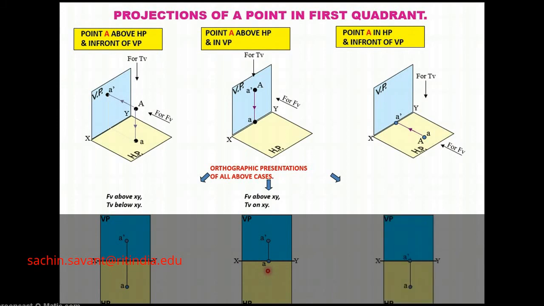Now the third case, which is point A lies in the HP and in front of VP. So in the 2D view, point A lies below the XY line. This is the top view of the projection of point A. A dash is the projection of point A in the front view.